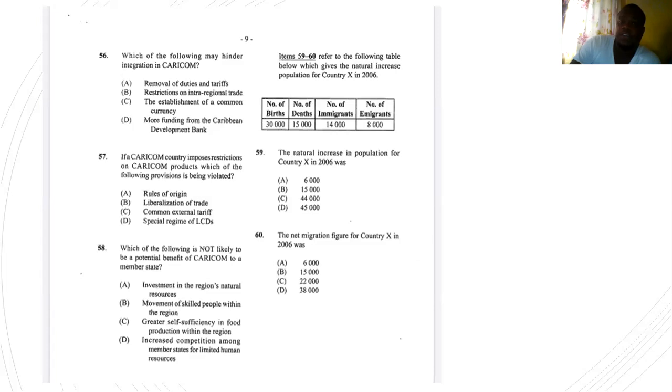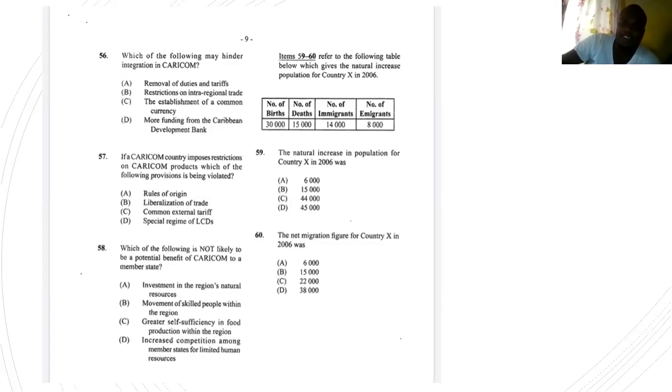Items 59 to 60 now refer to the table below, which gives the natural increase in population for country X in 2006. So look at the table closely. Number of births, 30,000. Number of deaths, 15,000. Number of immigrants, 14,000. Number of emigrants, 8,000. Right? So in social studies, every now and again, you have a little calculation to do. So ensure that you can work out a little calculation. Myself, I am not good at maths, but this is not any difficult maths. This is not trigonometry or Pythagoras theorem or algebra, anything for you to worry about.